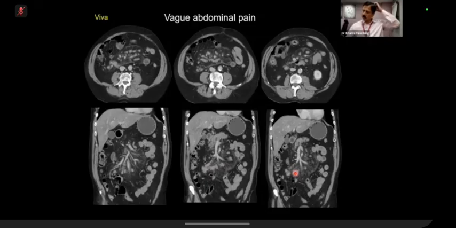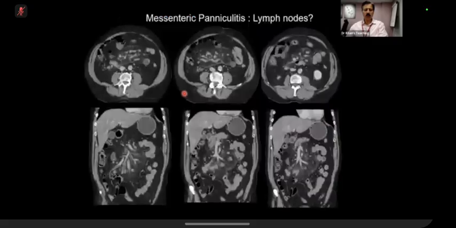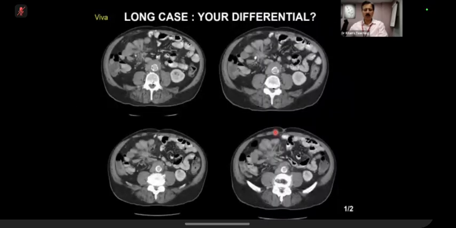And in my experience, we have advised laparoscopies for a few of them, and when the surgeons go in, they don't see anything. So there can be lymph nodes, and there can be the explanation which I have just told you. So this is from your previous Chapman, mesenteric panniculitis, 6.31, and this is another case, a milder case.